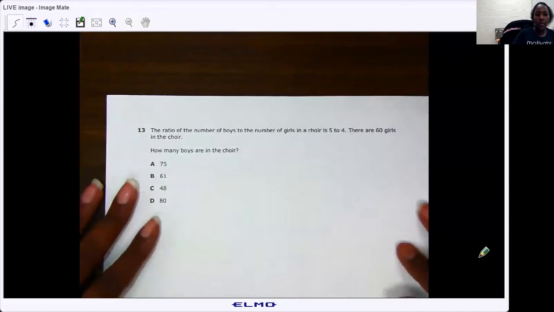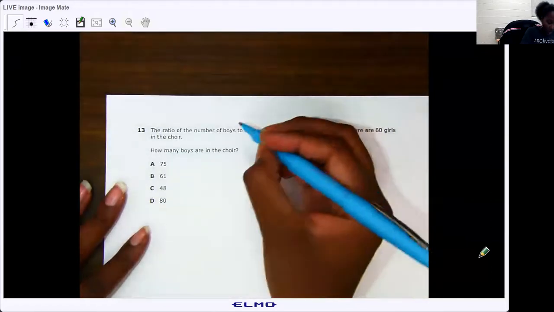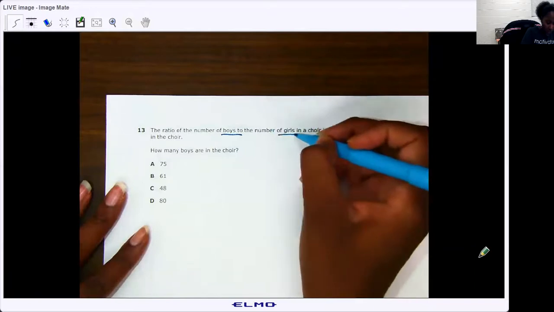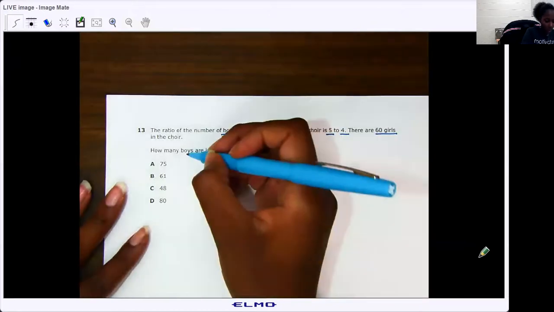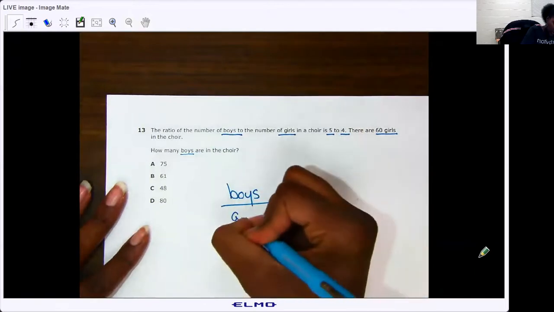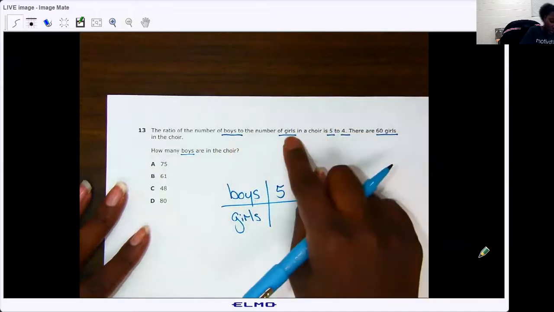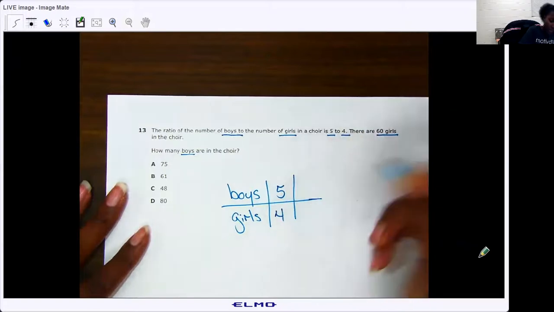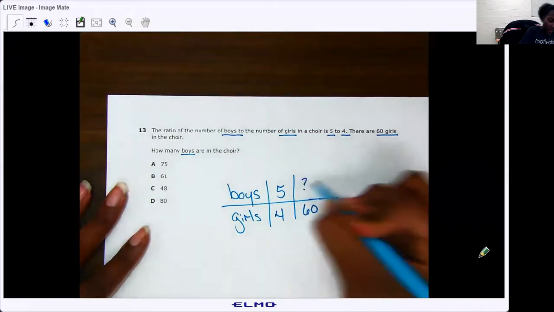The ratio of the number of boys to the number of girls in a choir is 5 to 4. There are 60 girls in the choir. How many boys are in the choir? So let's take a look here. We have a ratio of boys to girls, and that relationship is 5 to 4. There are 60 girls, but they want to know how many are boys. So let's go ahead and set it up. Boys to girls. Boys is 5. Girls is 4. They told us that we have 60 girls. How many boys are there?